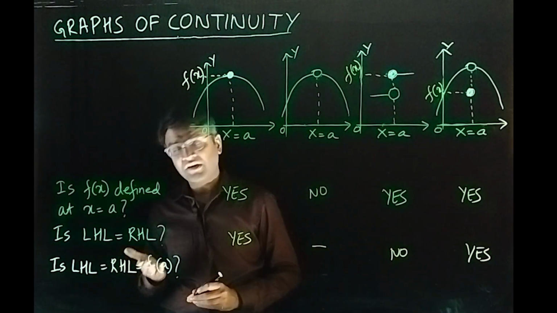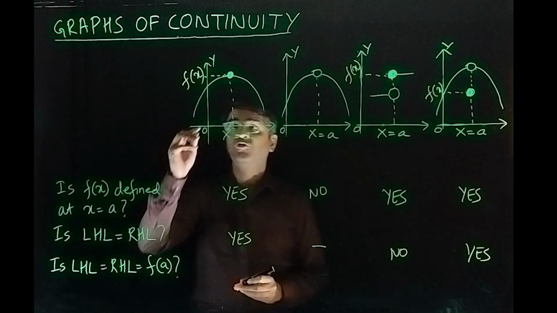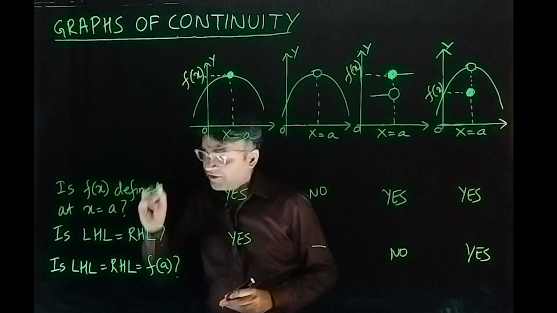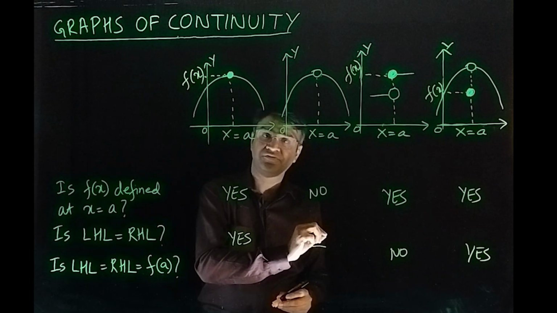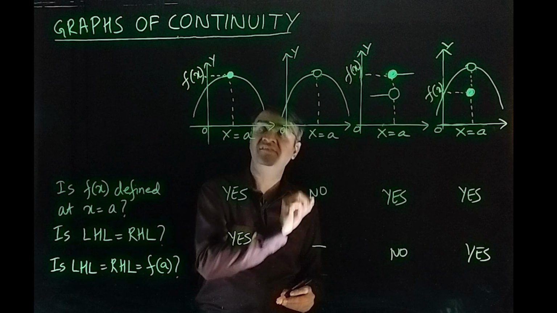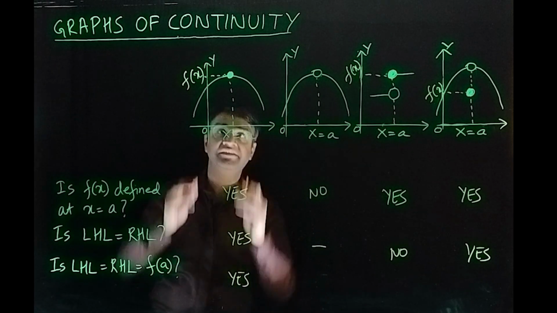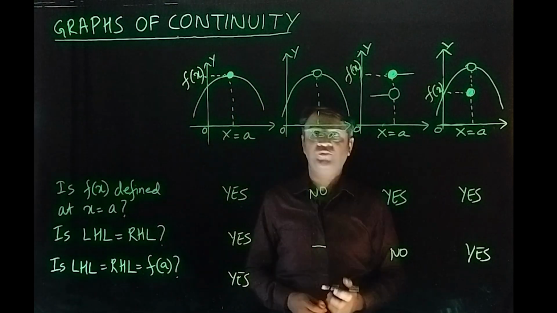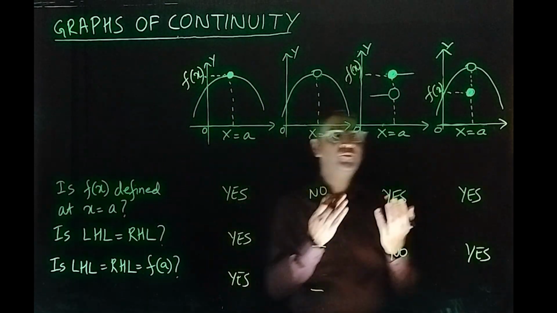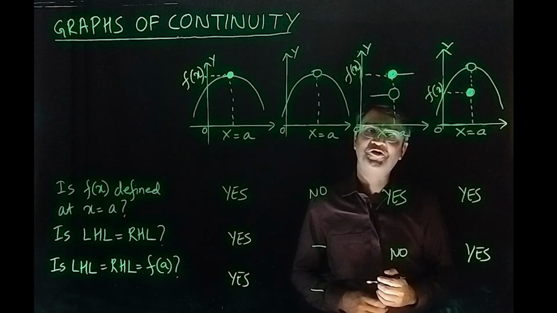What about this one? Is LHL equals RHL equals f(a)? The last and the most important condition perhaps. So how do I check that graphically? If I see that the dark circle lies on the curve, then yes, LHL equals RHL equals f(a). In the first graph, we see yes, the dark circle lies on the curve. What about this one? No point in checking. What about this one? No point in checking this as well. Why? Because the second condition is not satisfied.